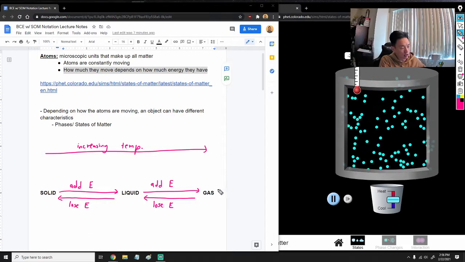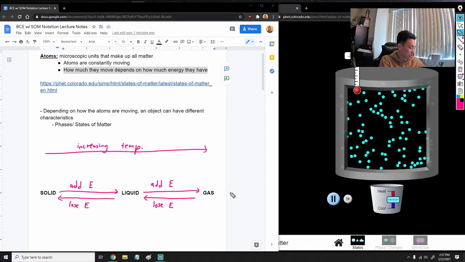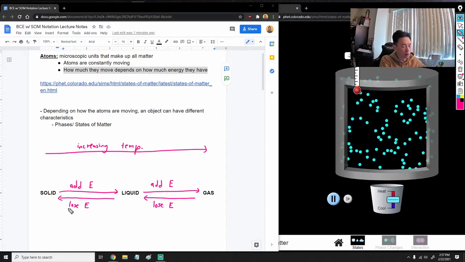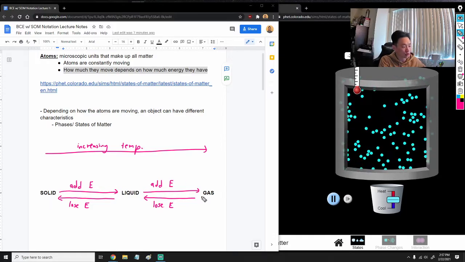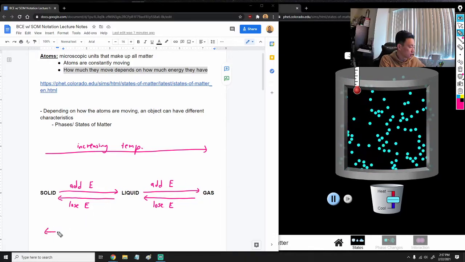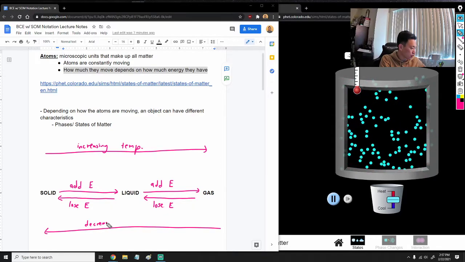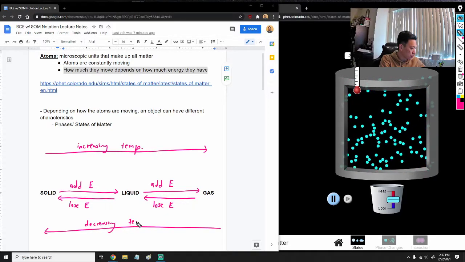Now, there are some things beyond this. There are actually 5 states of matter, but we're not going to be talking about the extremes here. For the most part, we're going to be talking about solids, liquids, and gases. So that's all you need to know, at least for the scope of this class. And as we go this way, we're going to be decreasing temperature.